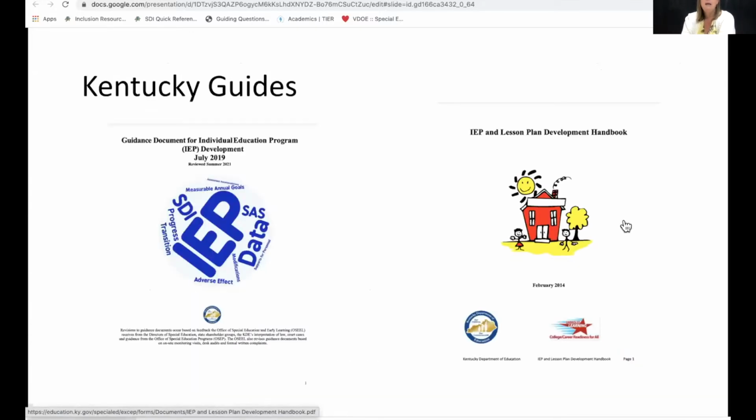Your Kentucky guides. I know Chastity talked about these earlier, but the guidance document for IEPs, that's a huge one. Look back at that because it's got a lot of good information in it. The other one is the IEP or lesson plan development handout. We call that one our schoolhouse document. Again, that's a very good one to make sure you reference back to.